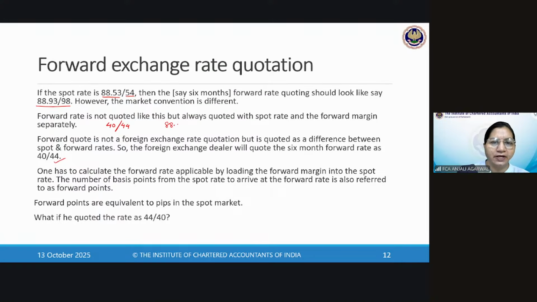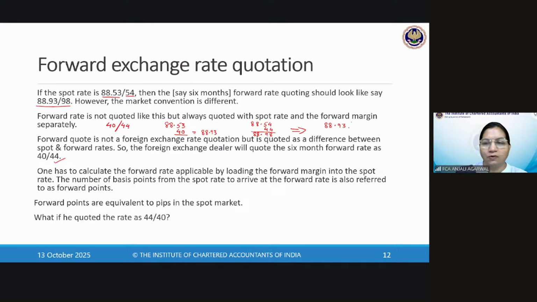So you have 88.53. Using the concept of pip points, for 53 plus 40 would be added to the bid, and it becomes 88.93. Similarly, you will apply it to the ask. 88.54 was the rate, and you will add 44 points to this. Your ask will now become 88.98.